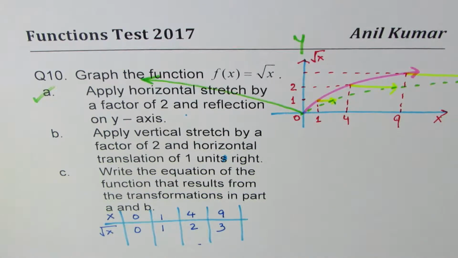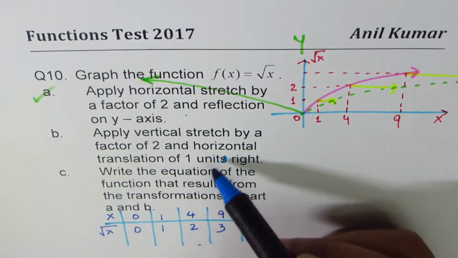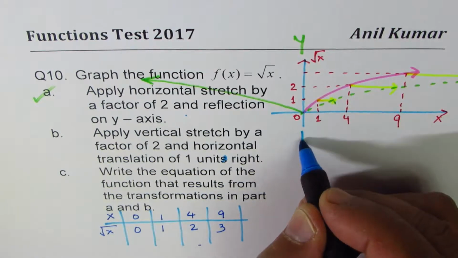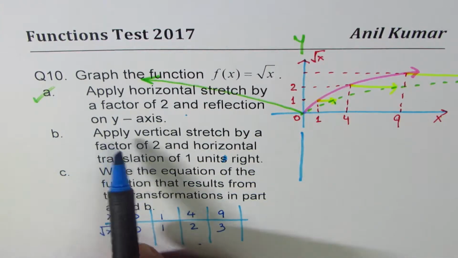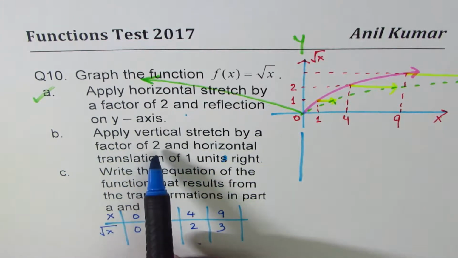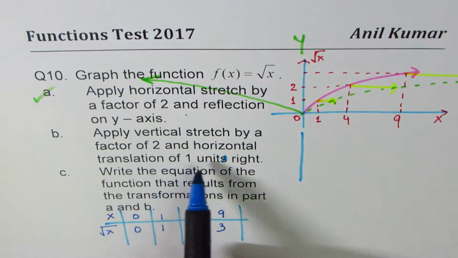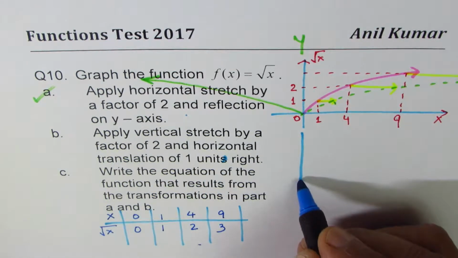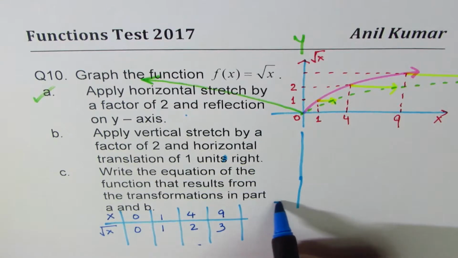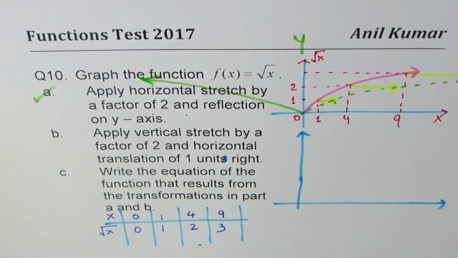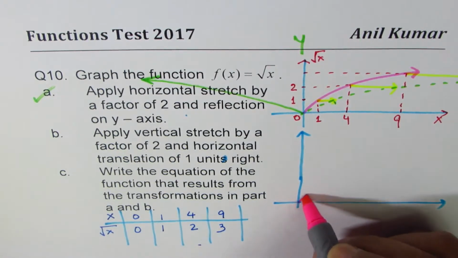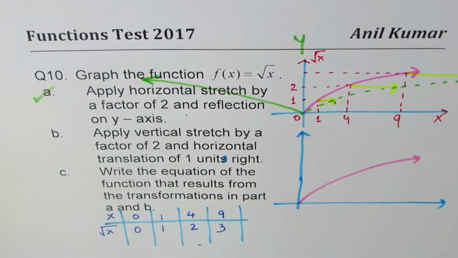Is it okay? Now let's do part B. These are independent questions. We are not performing part B on A. We'll keep them separate for the time being. It says part B is apply vertical stretch by a factor of 2 and horizontal translation 1 unit to the right. So vertical stretch. Let me just go down further. I'm going to use the same values which I used here and say this is my square root function. Perfect.